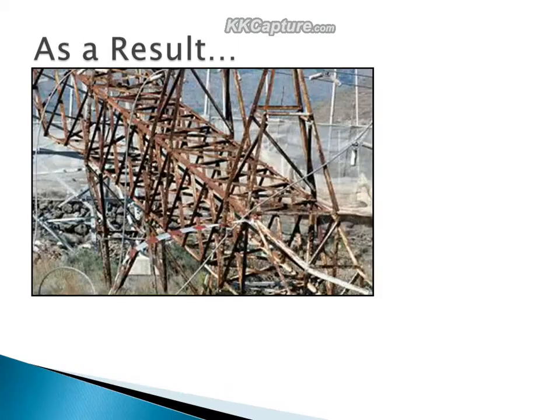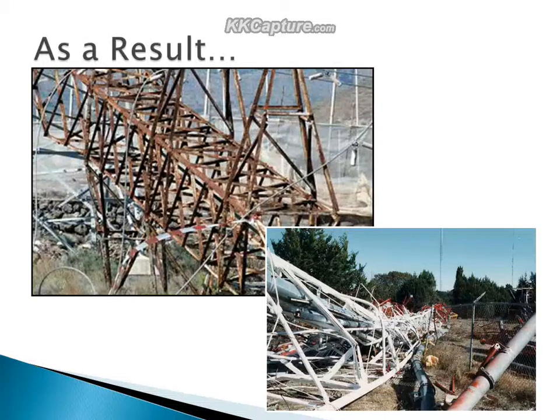Failure to identify corrosion problems in these transmission towers can result in catastrophic failures. However, there are non-destructive methods for identifying the types and severity of corrosion, so that preventative maintenance or repairs can be made.